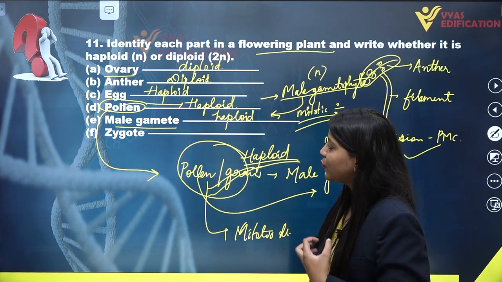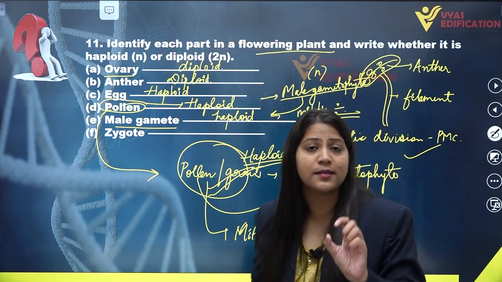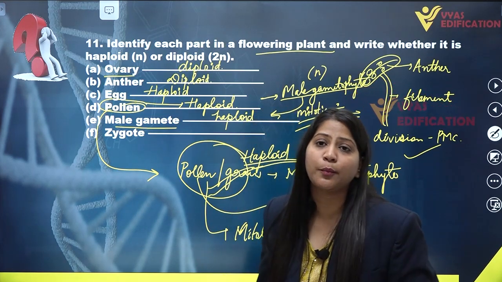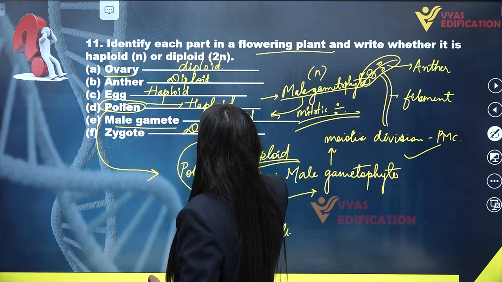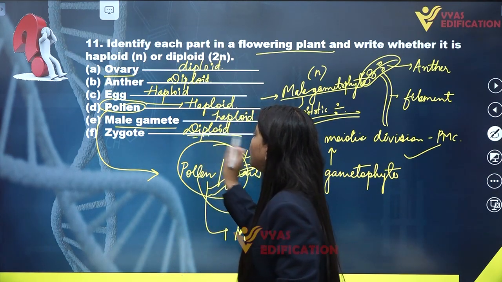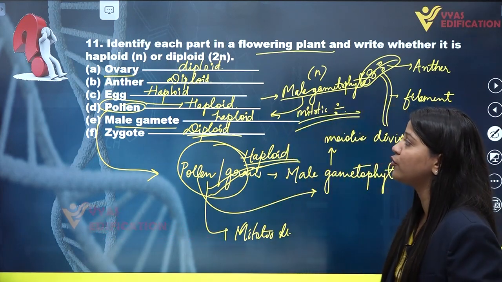gametes. The last one we have is a zygote, and we know that a zygote universally is a unicellular structure which is diploid in nature. So zygote is diploid in nature. That means it has a full set of chromosomes. So this is the complete solution of question number 11.